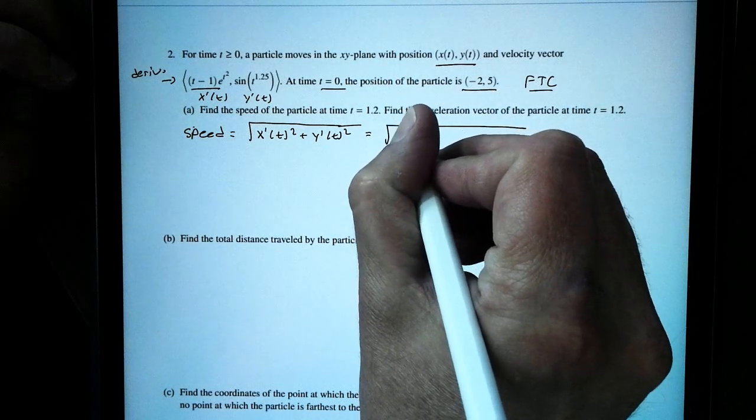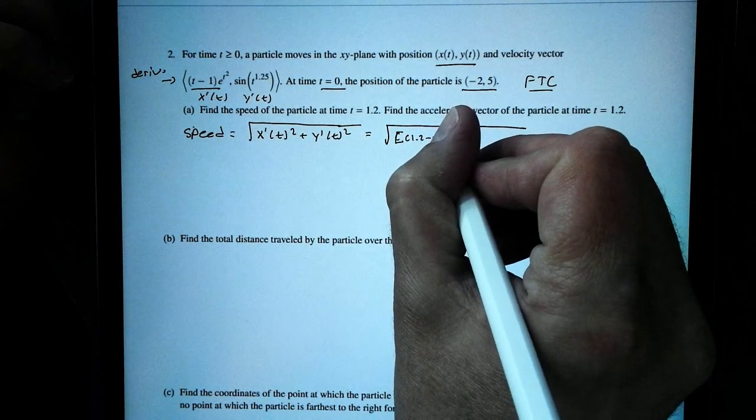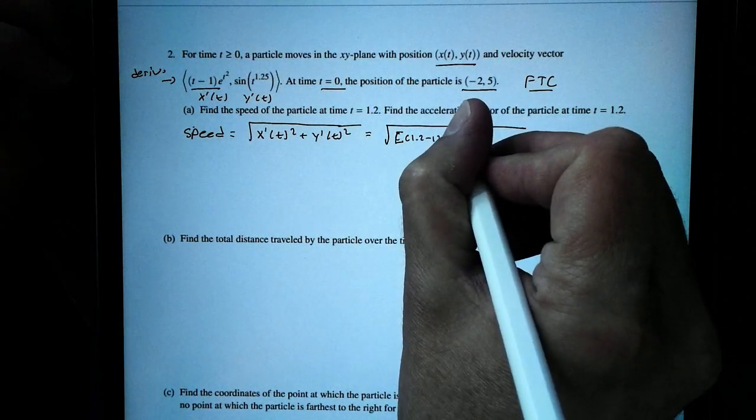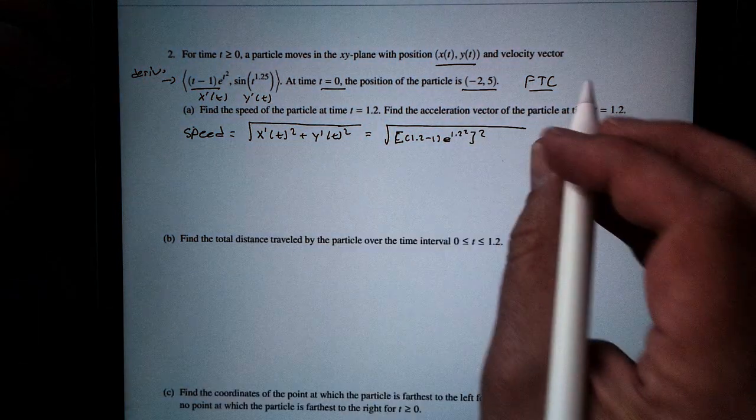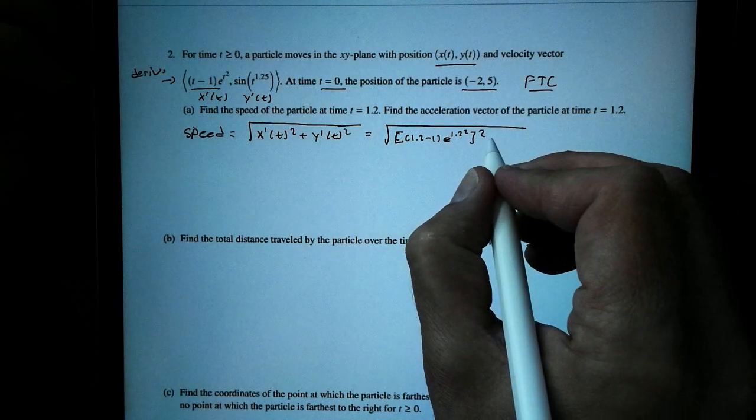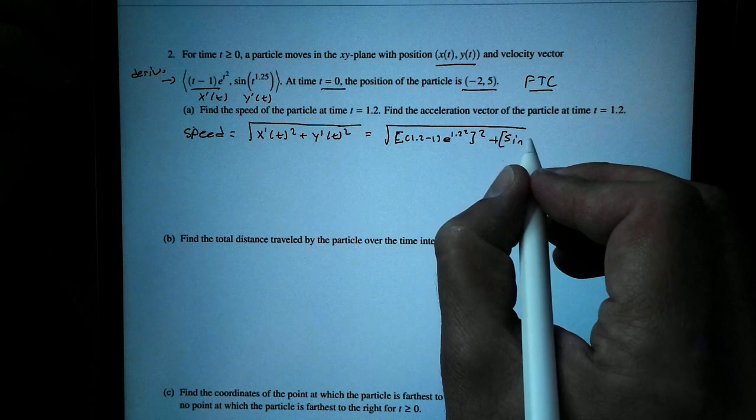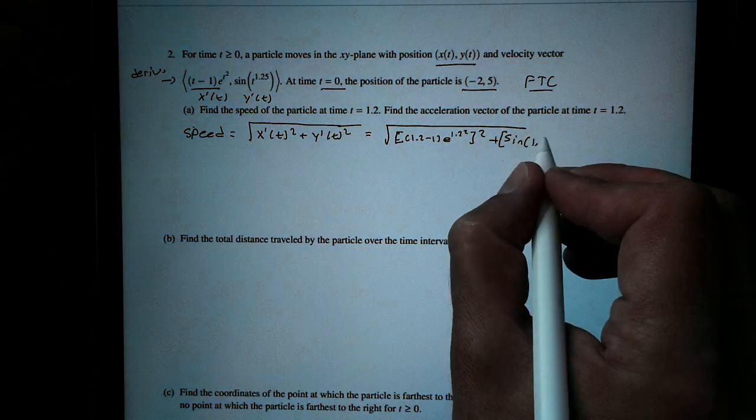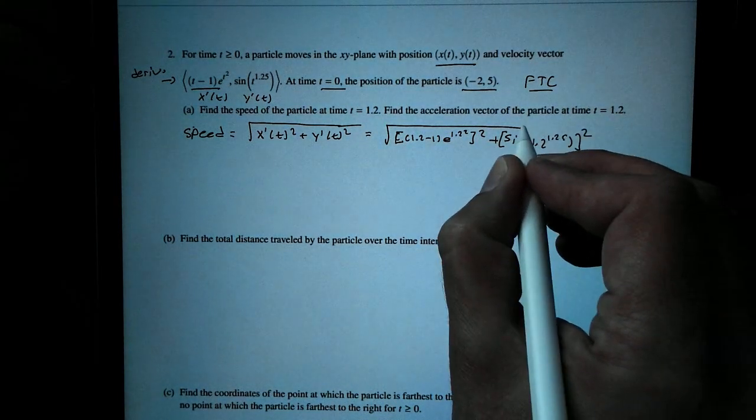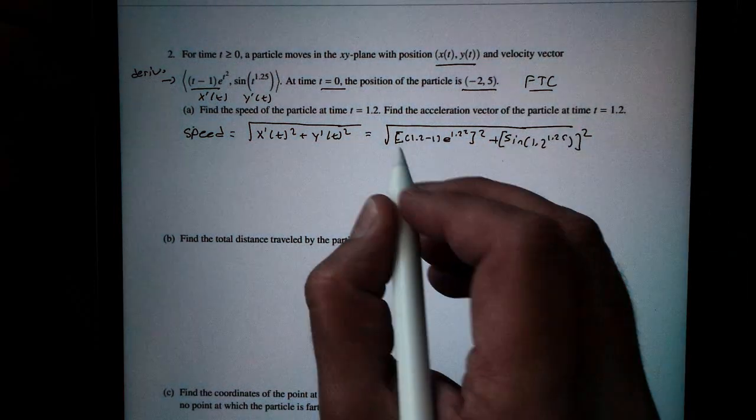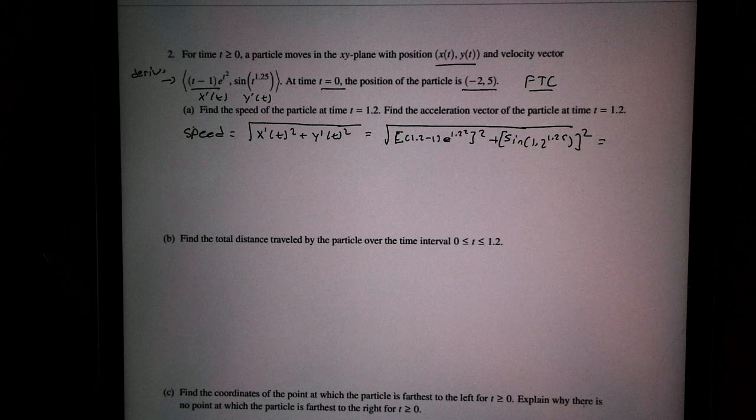I'll use brackets. 1.2 minus 1 times e to the 1.2 squared, all of that squared. Ooh, that's ugly. Plus the sine, again with parentheses and brackets, sine of 1.2 to the 1.25, squared. And the AP is not messing around this year about typing things in a calculator. If you type that in your calculator, let's go ahead and do so.